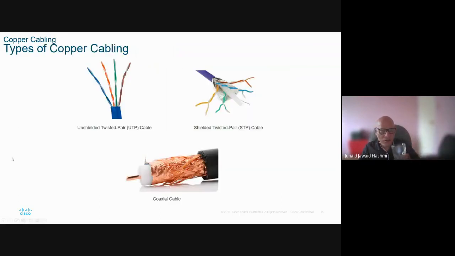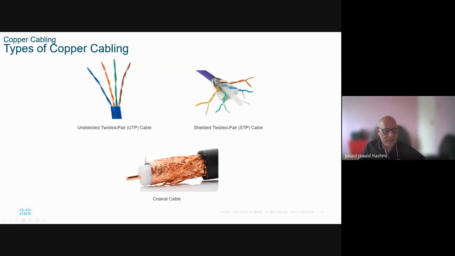As you can see, these are the types of copper cabling. UTP, the most popular that you always see, and STP is the variation of UTP. It's exactly the same, only it has shielding. Okay, and this shielding protects from outside interference, electrical interference, EMI. Okay, and then you have coax cable.